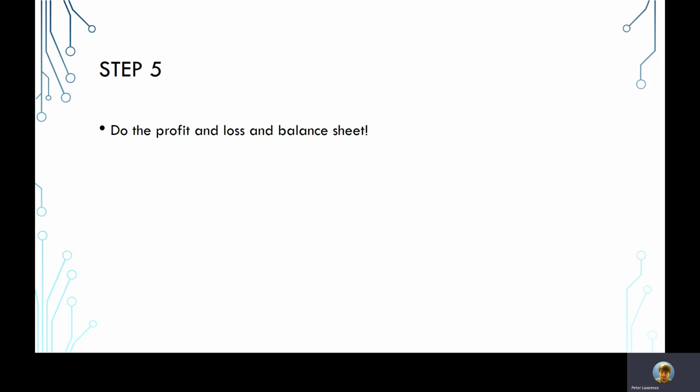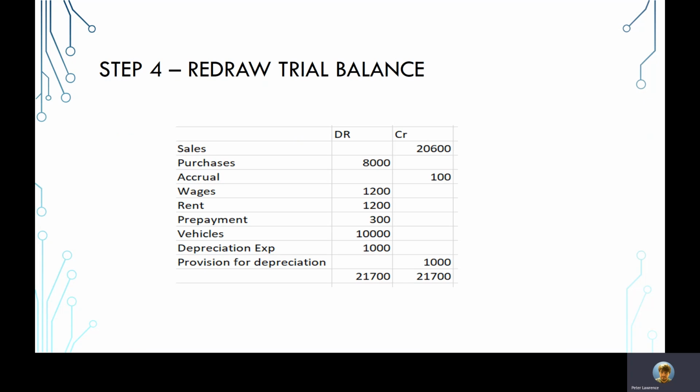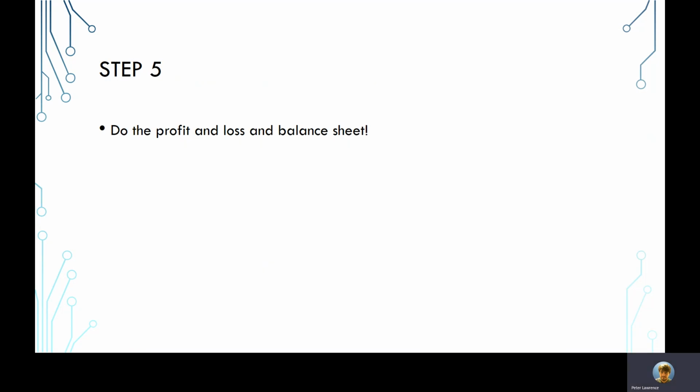Once you've done that, all you've got to do is the profit and loss and balance sheet. So if you're given a question where you're given a list of balances and some additional information, do the double entry, making sure you affect two accounts that appear in the trial balance. And if one of the accounts doesn't appear in the trial balance, you need to add it to it. All right. Once you've done that, easy enough to do your profit and loss and balance sheet from there.